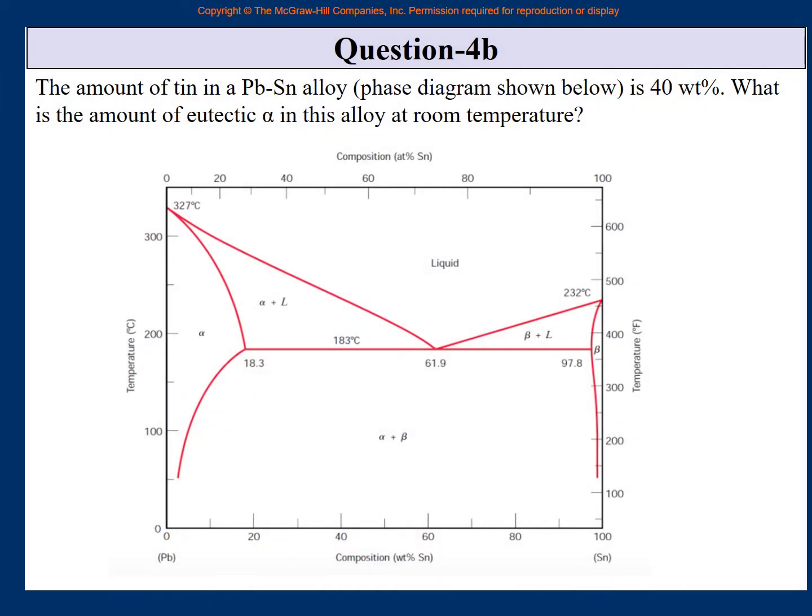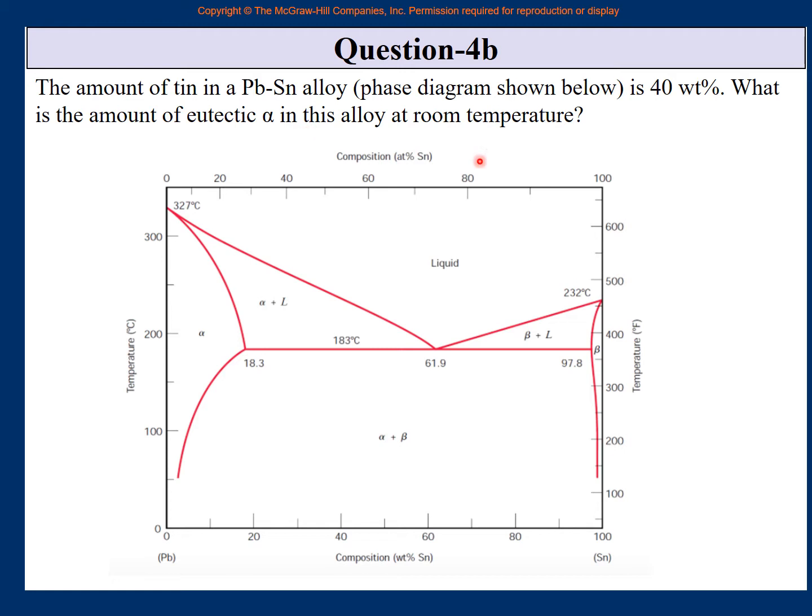Now this is a numerical portion of the same. For A you just had to draw, but B is saying the amount of tin in a lead tin alloy, phase diagram shown below, is 40 weight % tin. What is the amount of eutectic alpha in this alloy at room temperature?